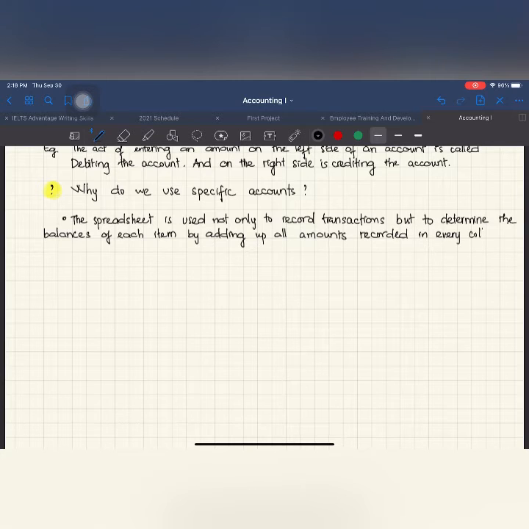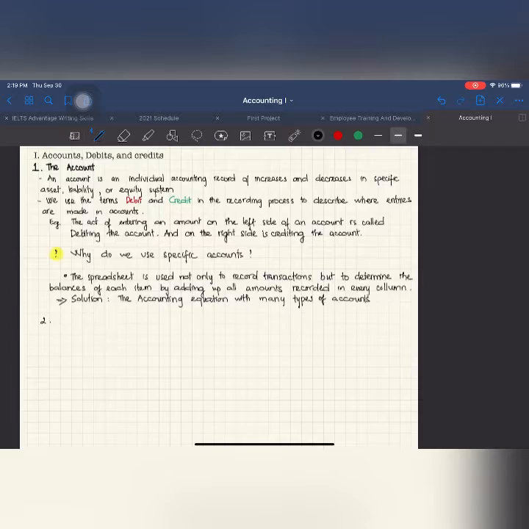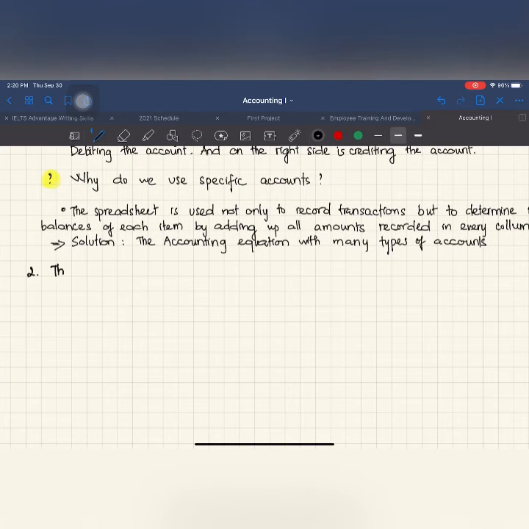So how can we solve it? We use an expanded accounting equation to include the specific accounts under the headings of assets, liability, and equity. Tracking multiple accounts becomes easier when each has a separate column, and we total each column, then compute the difference between the columns to arrive at an ending balance.